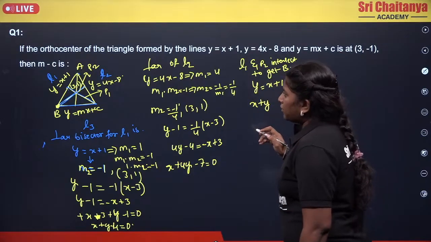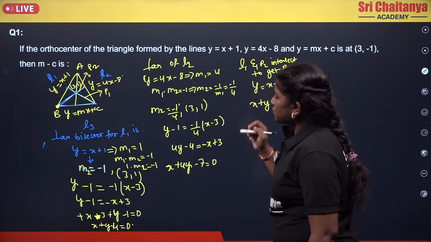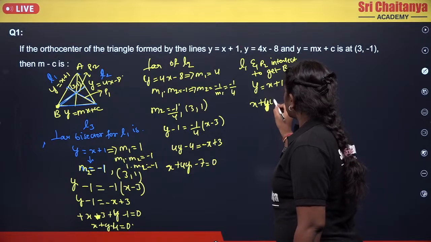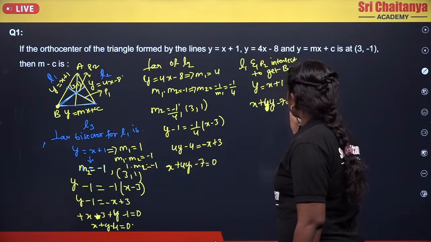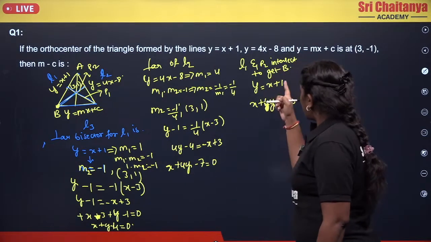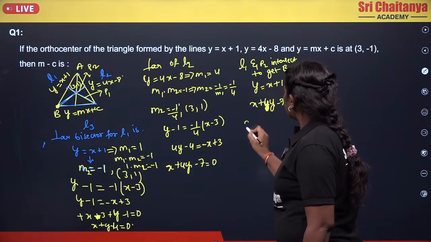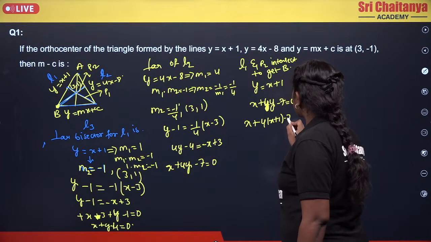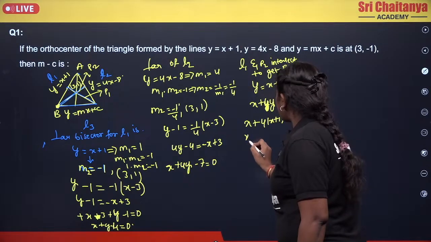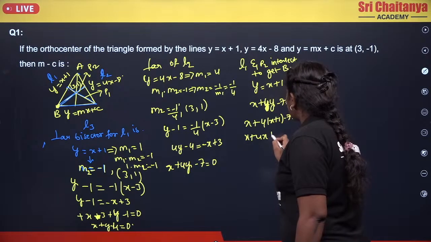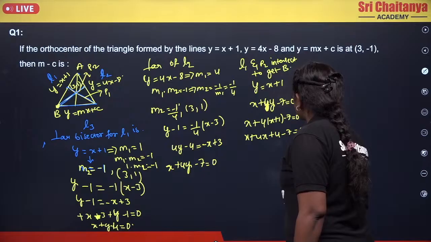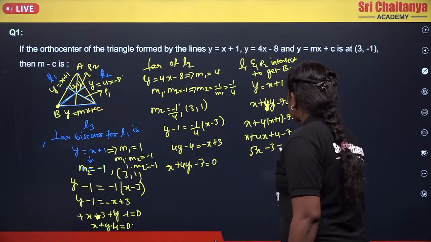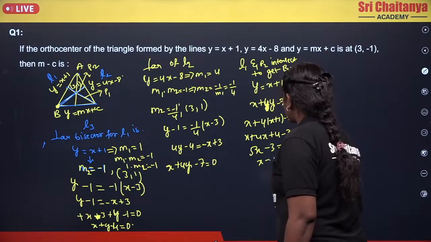P2 is the perpendicular for y equals 4x minus 8, so that becomes x plus 4y minus 7 equals 0. Now if you substitute, you will get x plus 4 into (x plus 1) minus 7 equals 0. That becomes x plus 4x plus 4 minus 7 equals 0, so 5x minus 3 equals 0, x equals 3 by 5.